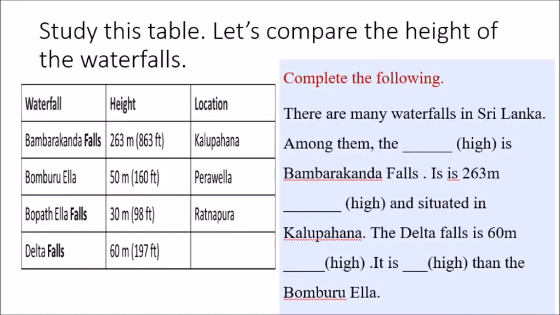Dear children, what are we going to do now? Study this table. Let's compare the length of the rivers. Bambalakanda Falls, Bomburu Ella, Bopatela Falls, Delta Falls. Let's read the text. There are many waterfalls in Sri Lanka. Among them, the blank is Bambalakanda Falls. It is 263 meters blank.